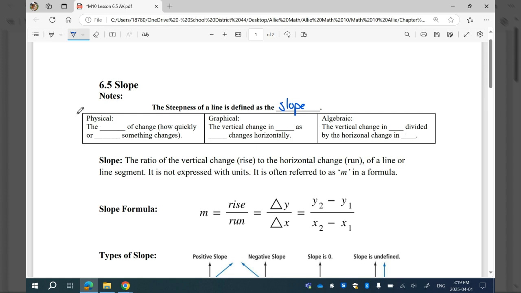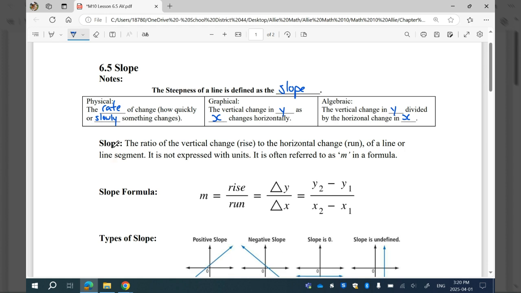So a physical definition is the rate of change, how quickly or slowly something changes. Okay, so you can imagine the steepness of a slope or how flat something is. And graphical is the vertical change in, well, what do we expect? If we have our graph, our vertical up and down is our y's as x changes horizontally. So as x goes left to right and as y goes up and down. And algebraic, pretty similar to our graphical, but the vertical change in y divided by the horizontal change in x. So that kind of corresponds to some of the formulas that we'll see.